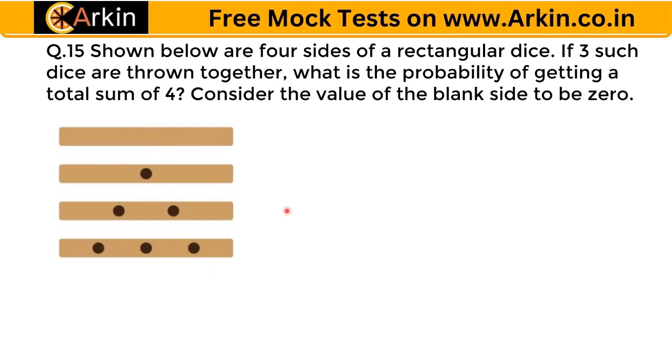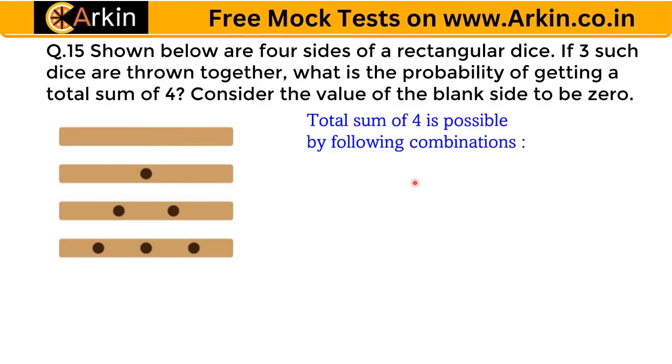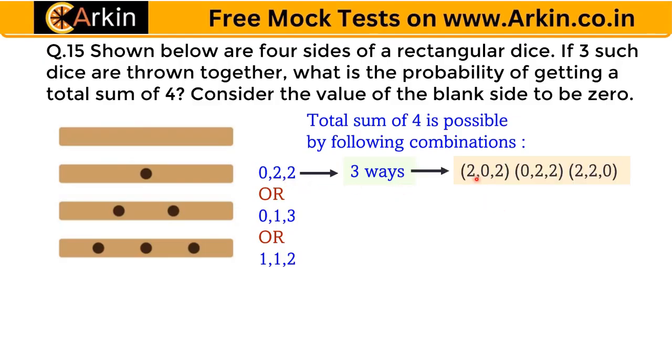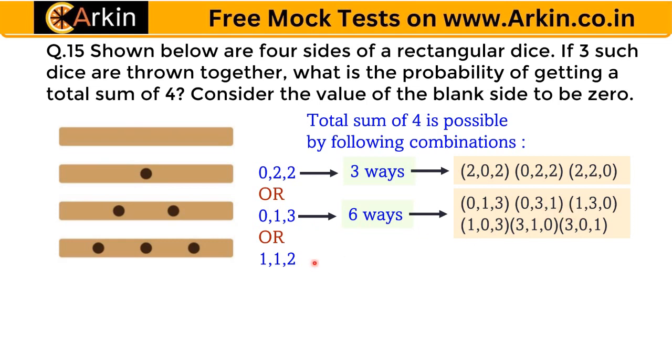Now to get the sum of 4, these are the possible combinations. You can get 022 or 013 or 112. But again, this 022 one can get in three ways. These three ways: 202, 022, or 220. Similarly, this 013 one can get in six ways, because for 022 the same number is repeated, so it is only three ways. Here all three are different numbers, so six ways. These are the six ways. Now again, this 112, it can be three ways, because again this one is repeated. So these are the three ways in which we can get 112.